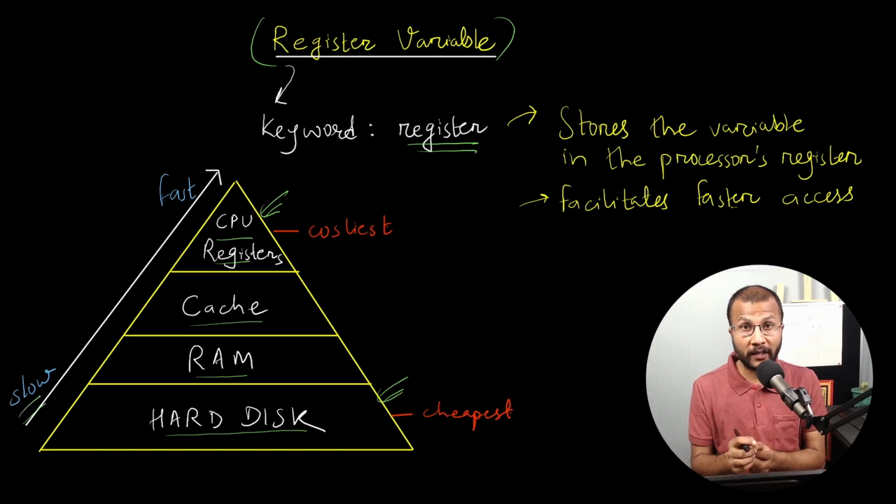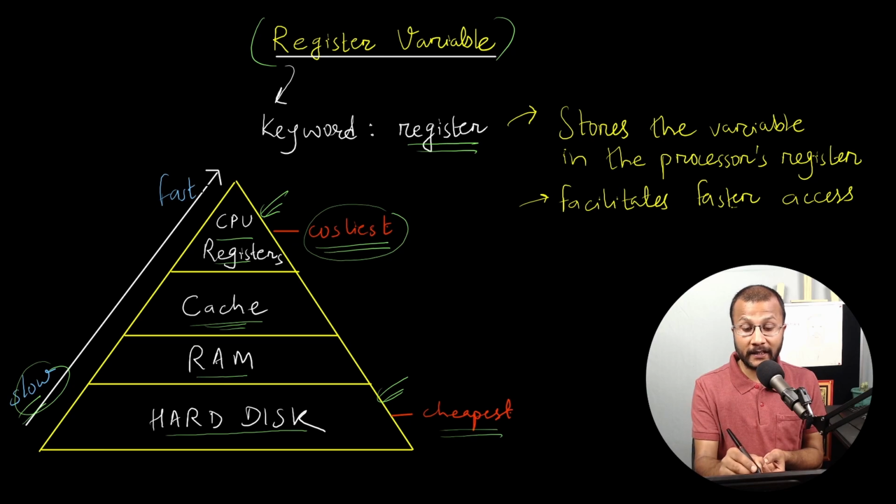But if you look at these memories in terms of cost per unit, CPU registers are the costliest of memory. You have to pay more for 1 unit of a CPU register than for cache memory. And the cheapest of the memories is the hard disk. So the hard disk is the cheapest of the memories, but it is very slow. Similarly, the CPU register is the costliest of the memories, but it is extremely fast. So whenever you have a requirement wherein a variable needs to be accessed very frequently in a program, in that case you can store that variable as a register variable.